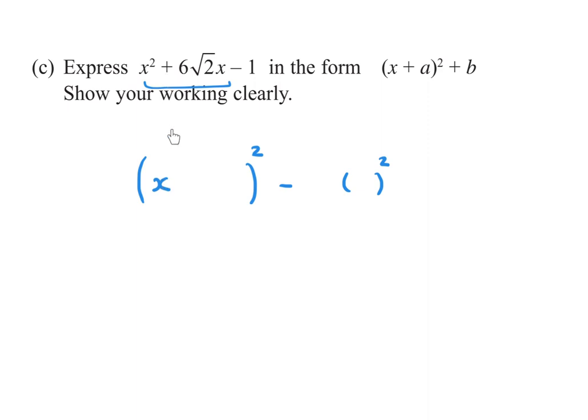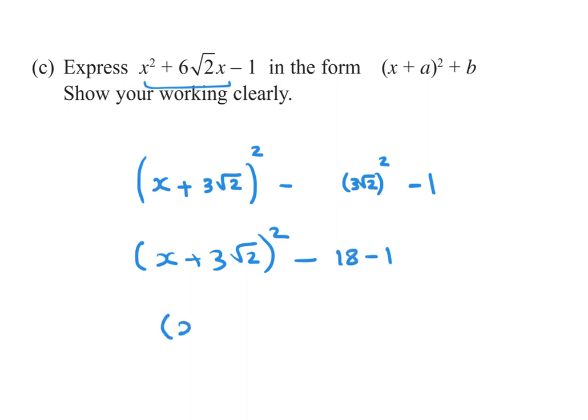And if this is plus, we have plus. We have 6 root 2, so 3 square root of 2, and write the same 3 square root of 2 outside, and minus 1. Then (x plus 3 square root 2) all squared minus (3 square root 2) squared, 9 times 2, so 18, so minus 18 minus 1, so (x plus 3 square root 2) all squared minus 19.